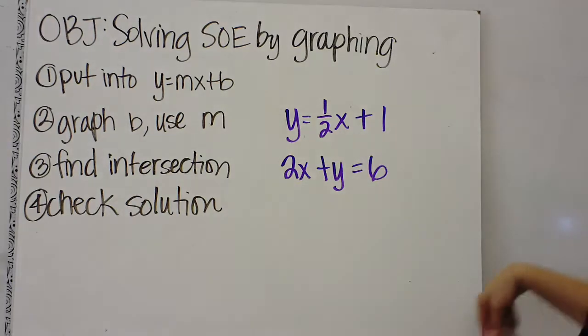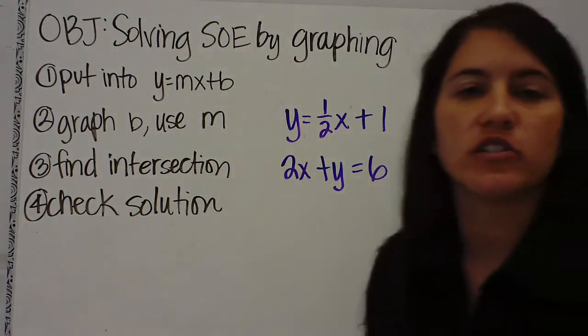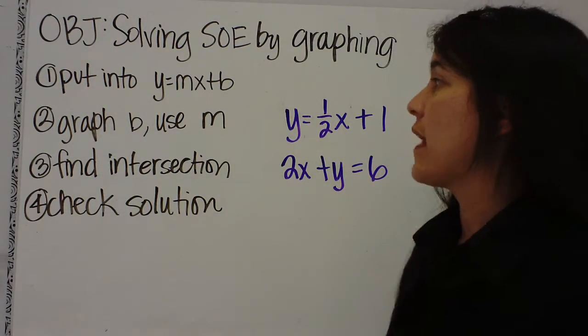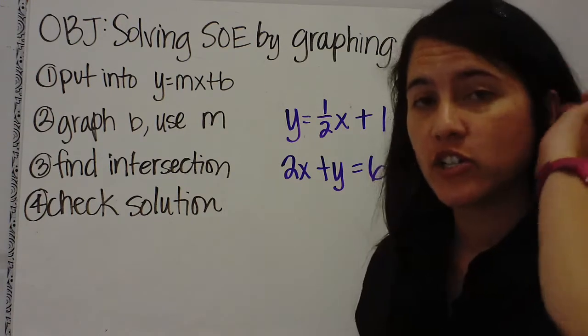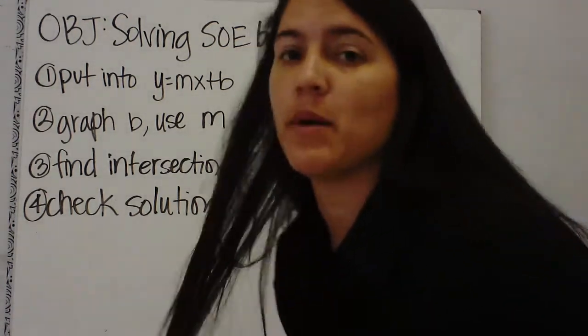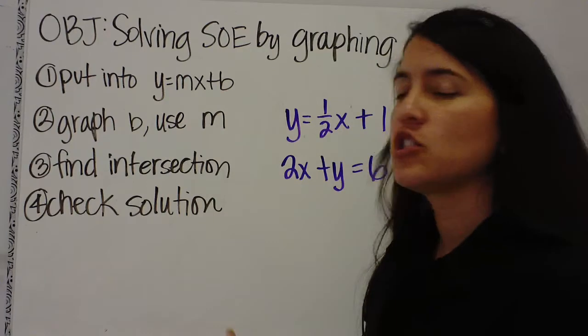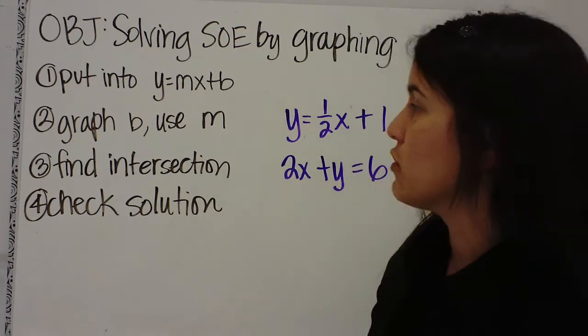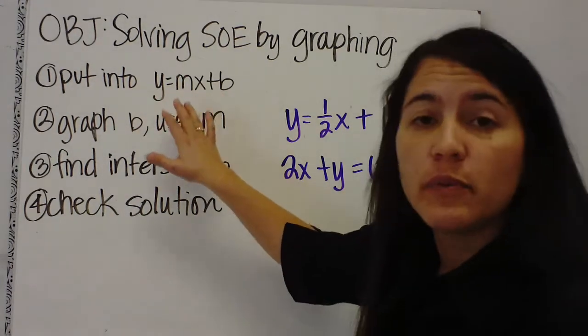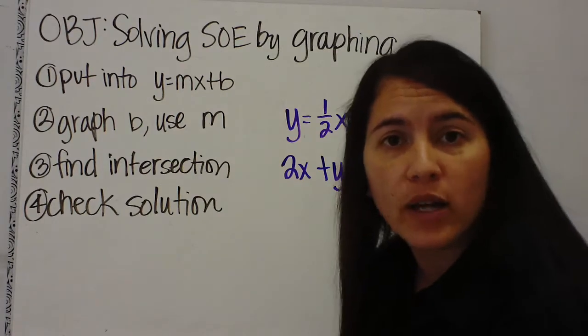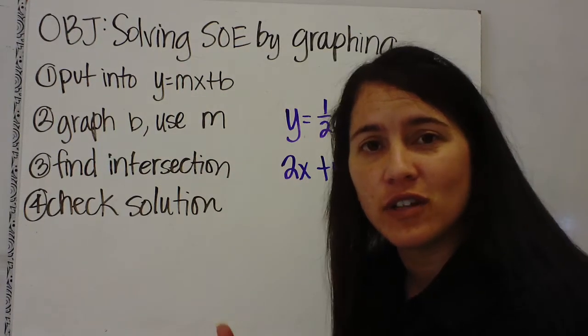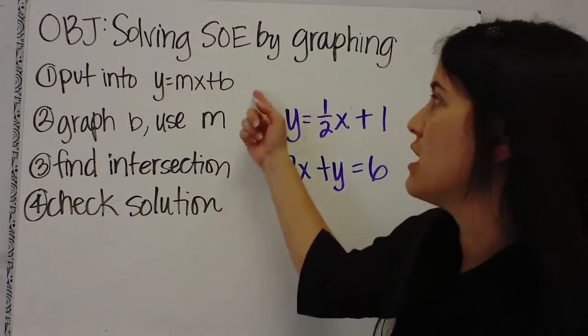Okay, so today's lesson is solving a system of equations by graphing. Just to review, a system of equations is a set of equations with the same unknown variables. Here are just some steps to make this go smoothly. You're going to want to put it in slope-intercept form, y equals mx plus b. We practiced this earlier, so I'm going to just review it quickly with you today.